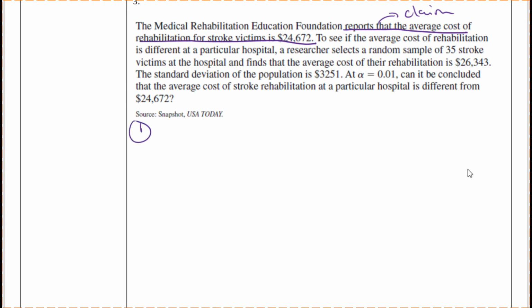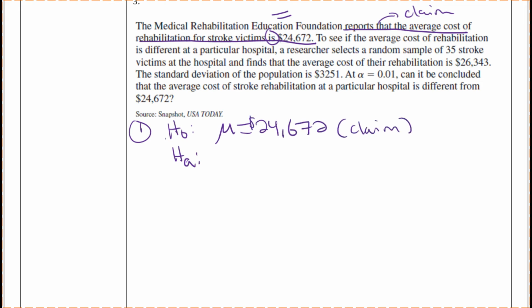So for step 1, we have H0, HA. So this claim is that it's equal to 24,672. An equal sign means that that belongs to the null hypothesis. If it has any sort of equality, it belongs to the null. So mu equals $24,672, and that happens to be our claim. We want to see that the average cost is different from that value, which means not equal to. So that means this is a two-tailed test.